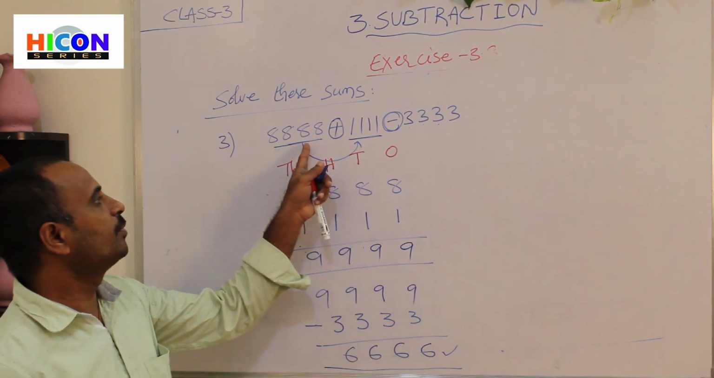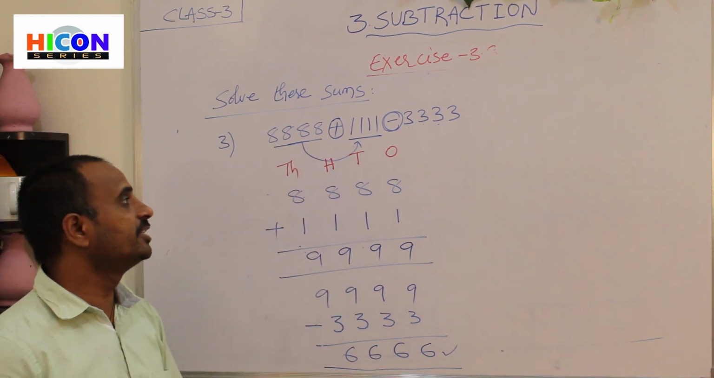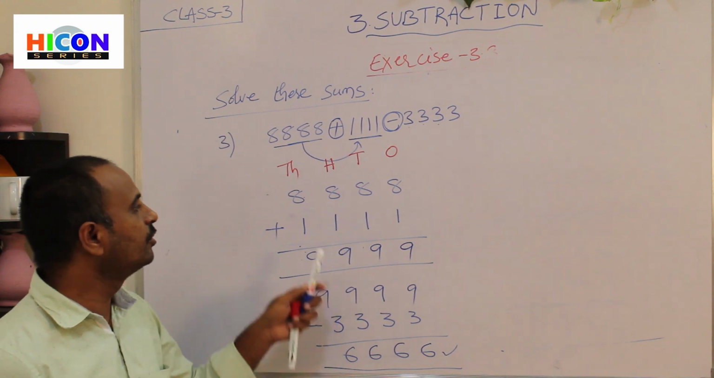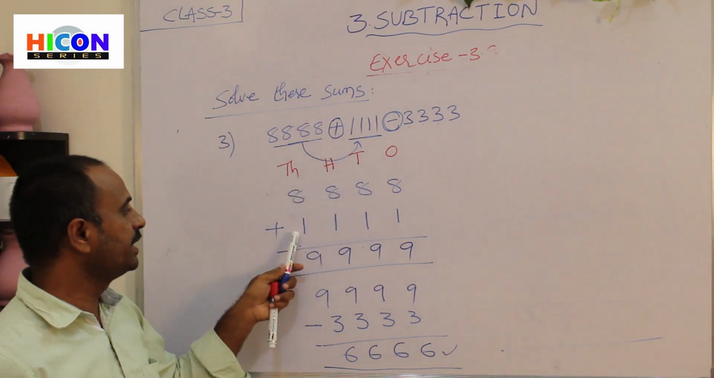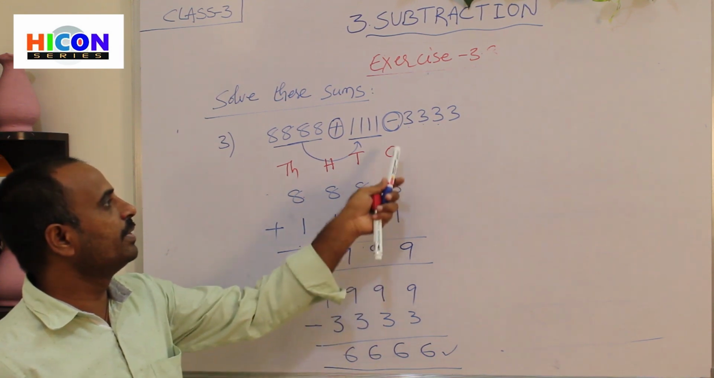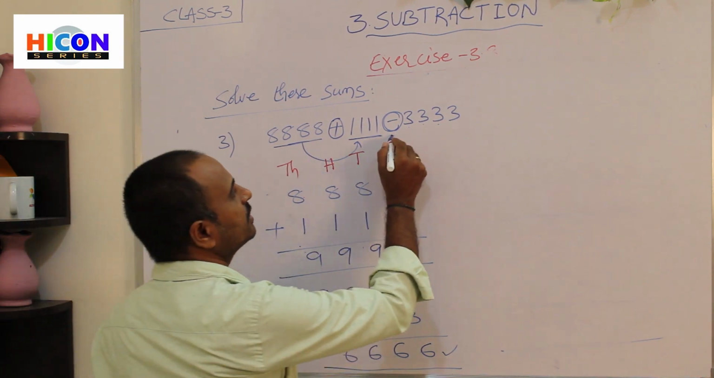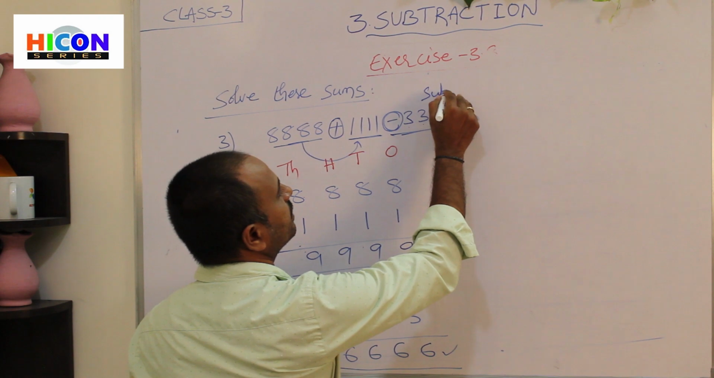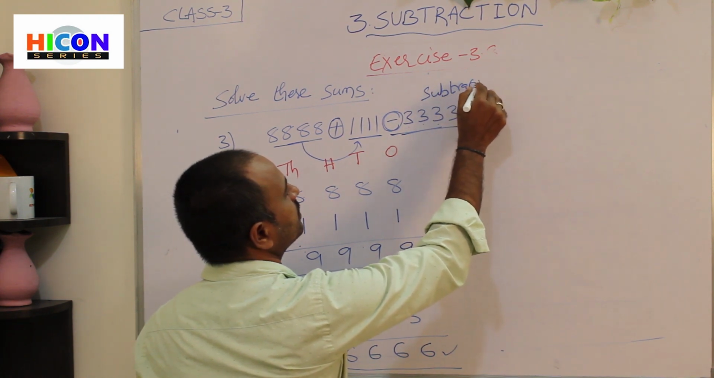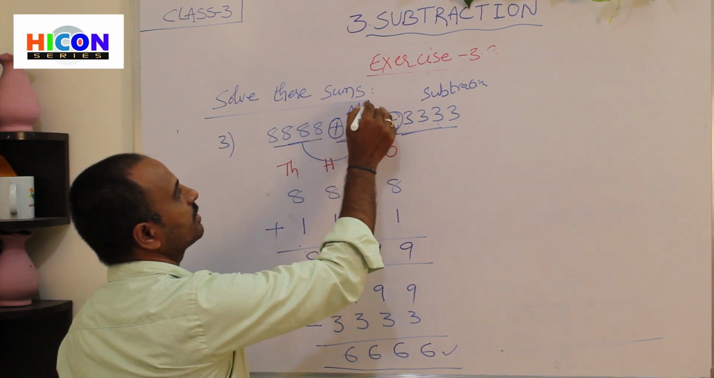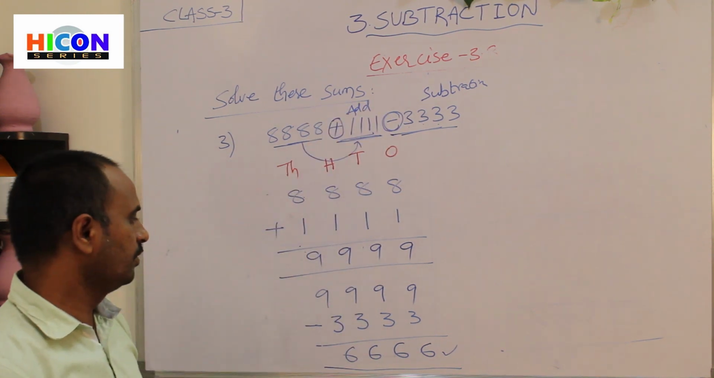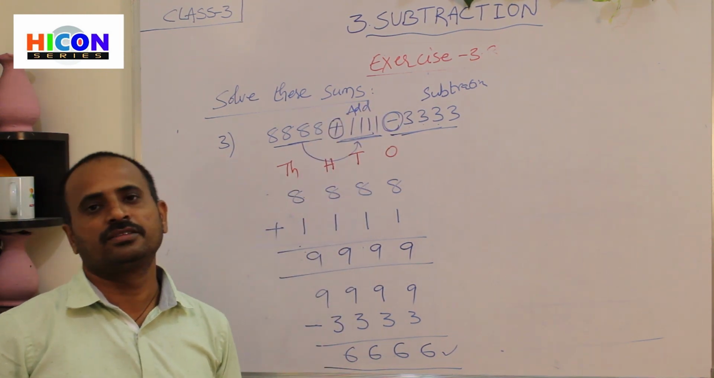If a problem is given which has both addition and subtraction, first we have to do addition. The number which has a plus sign has to be added. And the number which has a minus sign has to be subtracted. And this number has a plus, that's why we have to add this number. So now finally we get the answer.